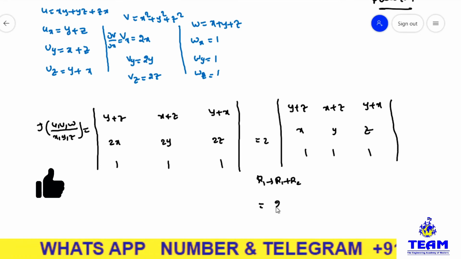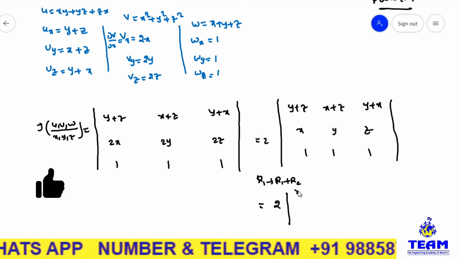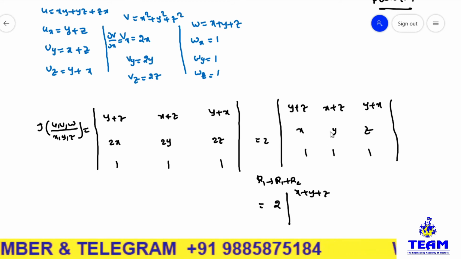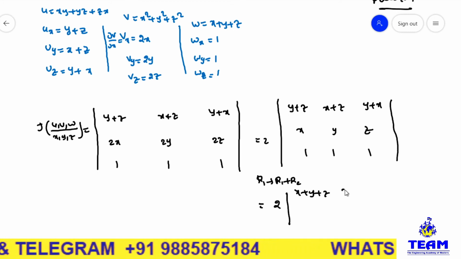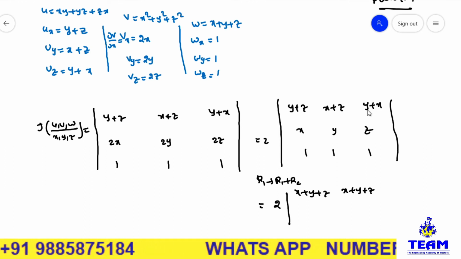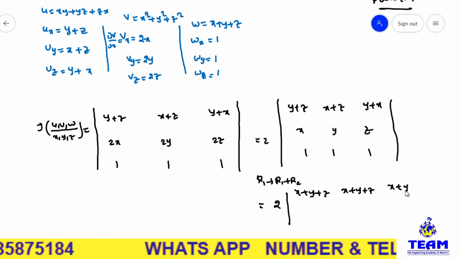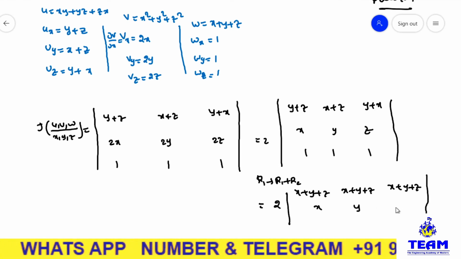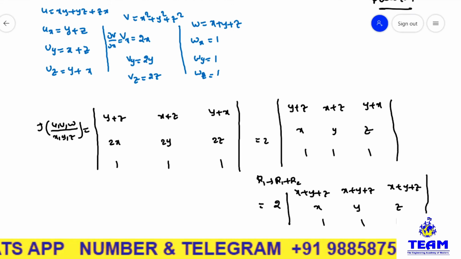So now 2 I am writing outside. 2 times x plus y plus z. If I added x, what will I have? X plus y plus z. Here x plus y plus z. Again we have the same term. Yes or no? Here you observe x plus y plus z. Right. I have the same term in the first row. Now x, y, z; 1, 1, 1.